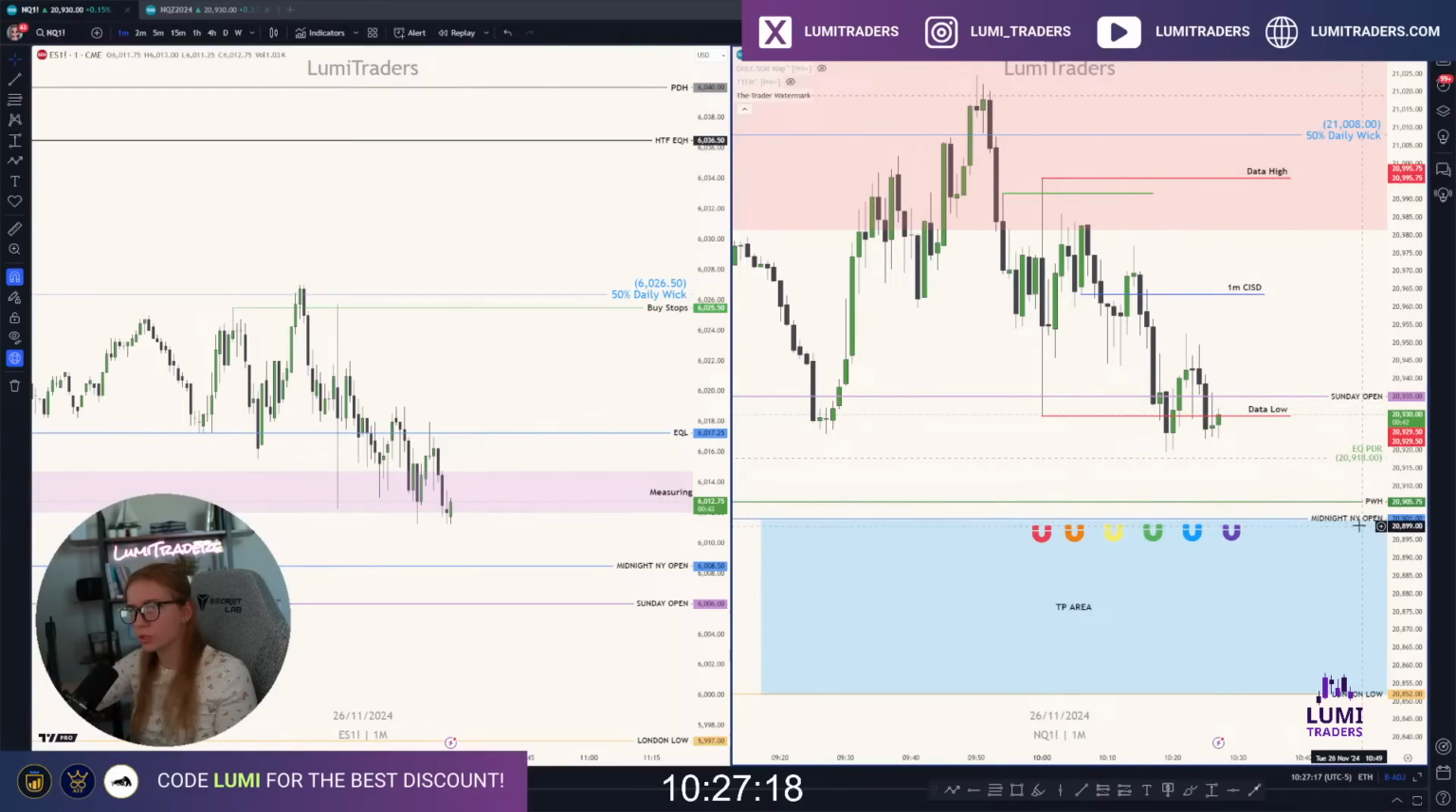We got the closure, the test, continuation lower to this data low. Now the main question, if we may reach New York midnight open, preferable to reach New York midnight open on both yes and Q.